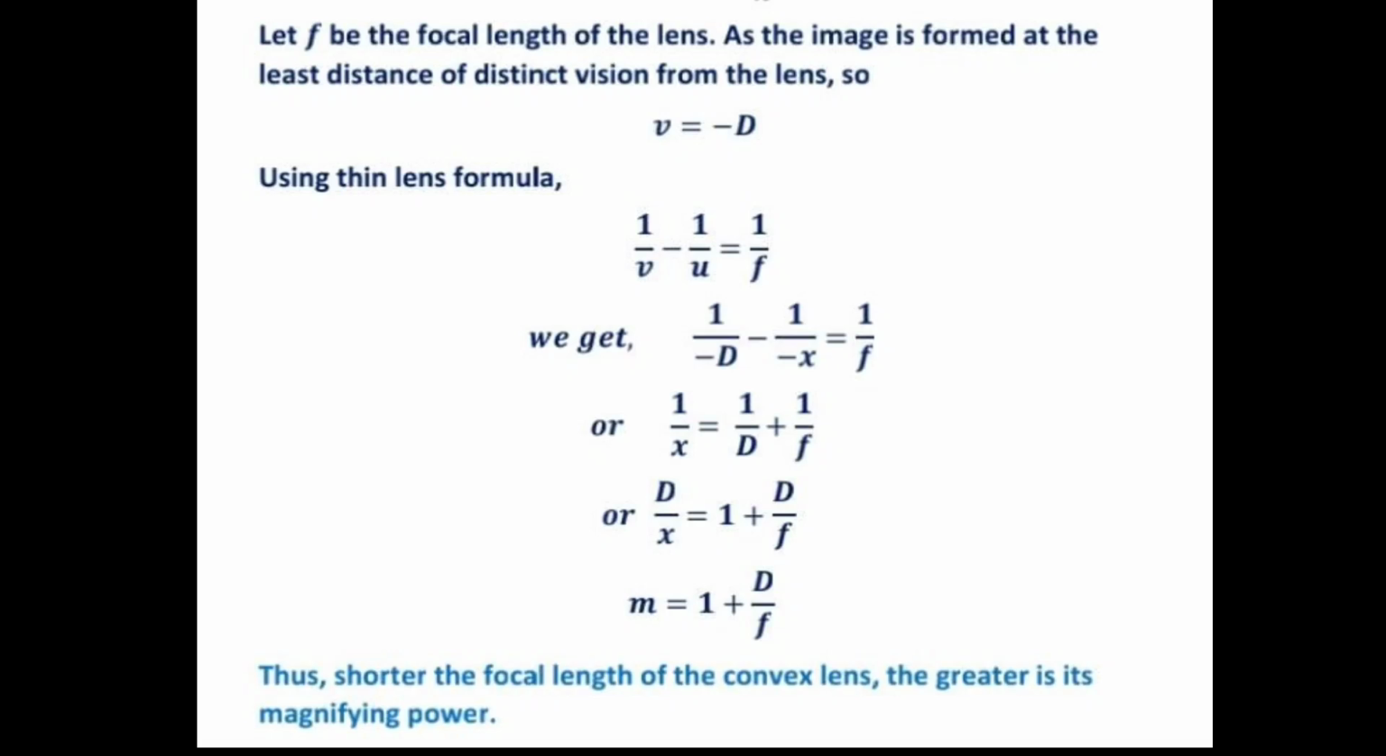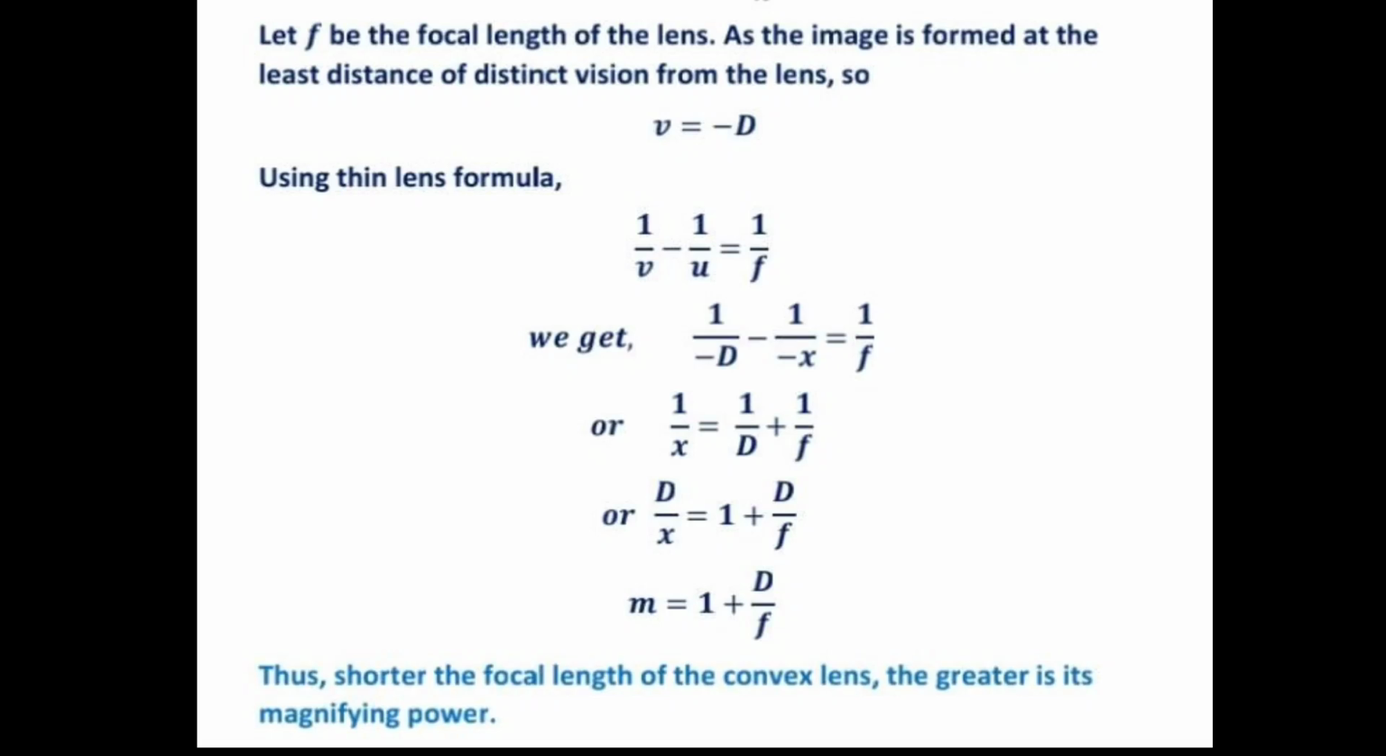Now we are going to express the relation of the magnifying power in terms of the focal length. It is mentioned that the shorter the focal length of the convex lens, the greater is its magnifying power. So for this, let small f be the focal length of the lens. As the image is formed at the least distance of distinct vision from the lens, we take small v equal to minus D using the proper sign conventions. Then we use the lens formula, that is 1 by v minus 1 by u equal to 1 by f. Then we put the values of v and u, where u is equal to x, and by the sign convention this is equal to minus x.